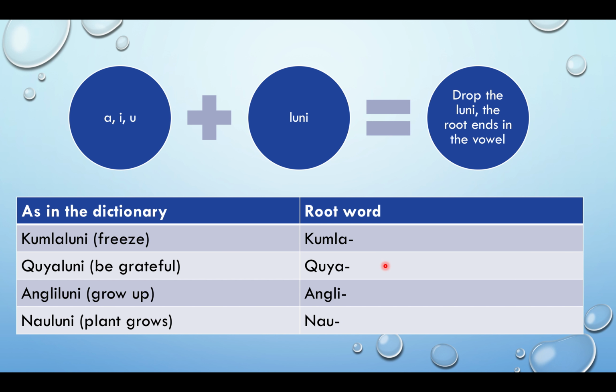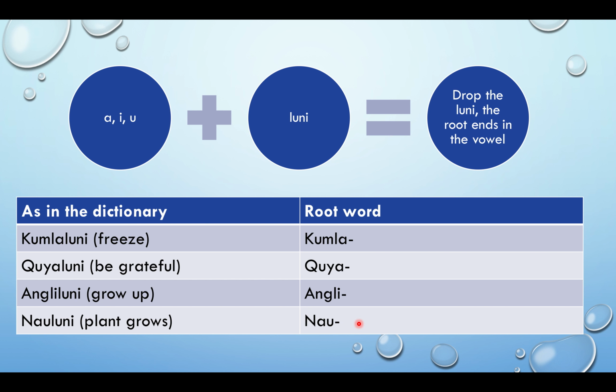Koyaluni, to be grateful. Koya is the root word. Angliluni, to grow up. Angli is the root word. Nauluni, to grow a plant. The root word is nau. Now that one is a one syllable.